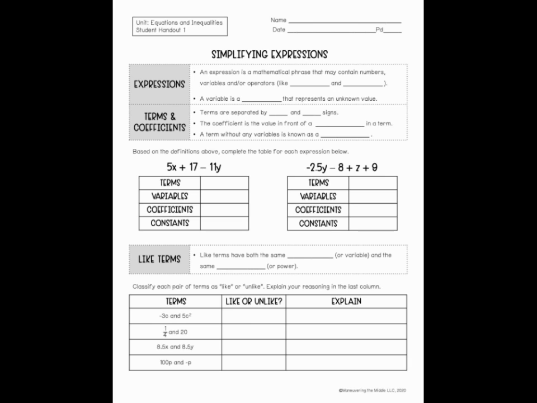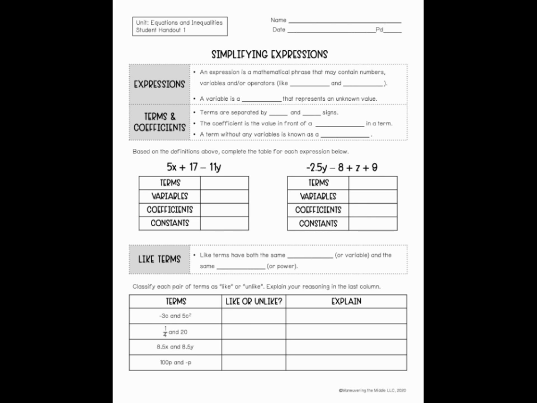All right, let's keep going. It says like terms have both the same blank or variable and the same blank or power. I'm not going to say those. We're going to practice, and I bet you can figure that out as we go. So let's look. Terms, like or unlike, and then it says explain. We're going to classify each pair of terms as like or unlike. Explain your reasoning in the last column.